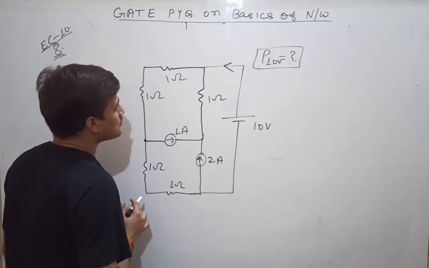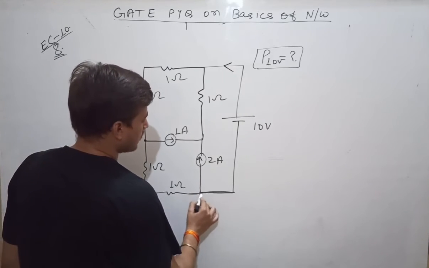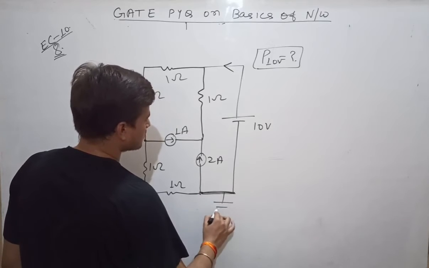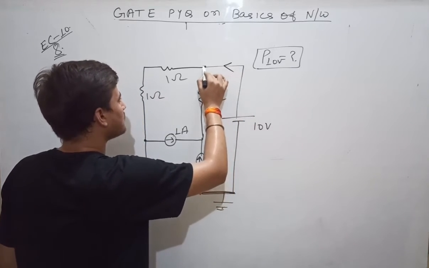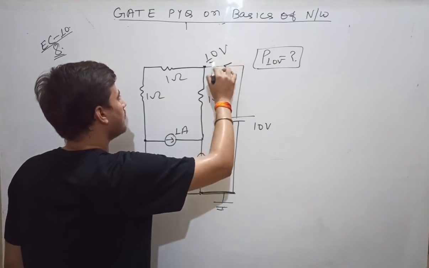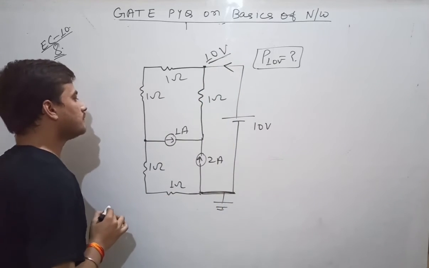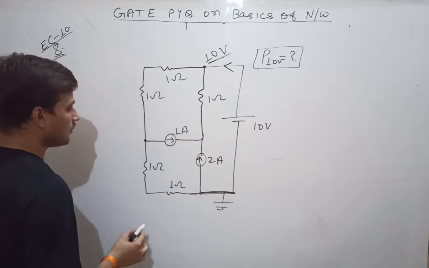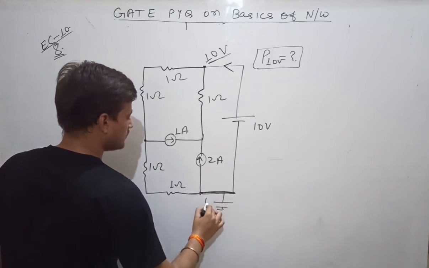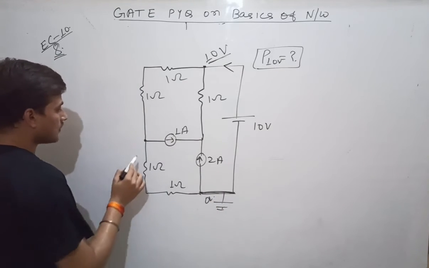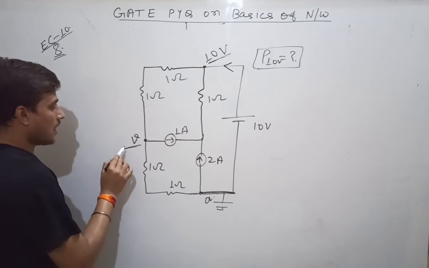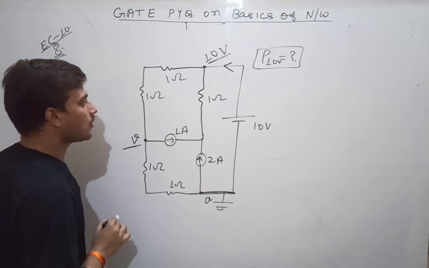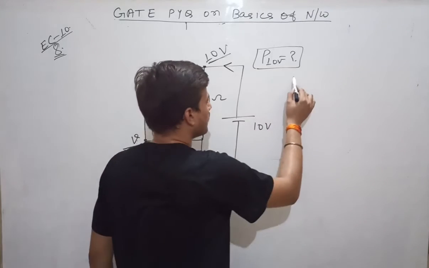So now how will you solve? You see that this is the ground or reference. If this is ground terminal, there is 10 volt battery, that means potential of this node will be 10 volt. Potential of this node is 0 volt. Clear? So let us assume the potential of this node as a small v. At this node the potential is small v and apply KCL.